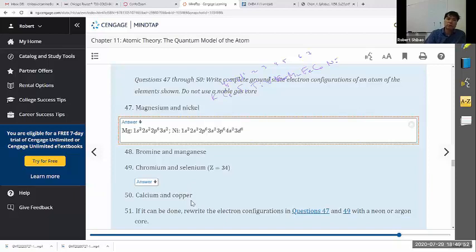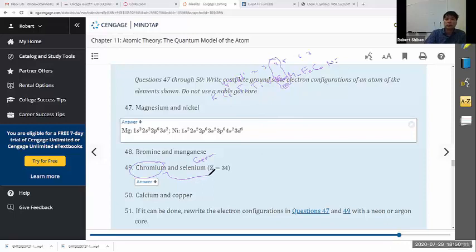You have to memorize 2 exceptions, though. The 2 exceptions you have to memorize in electron configuration are chromium and copper. For chromium, chromium's here. This is chromium. This is D4.